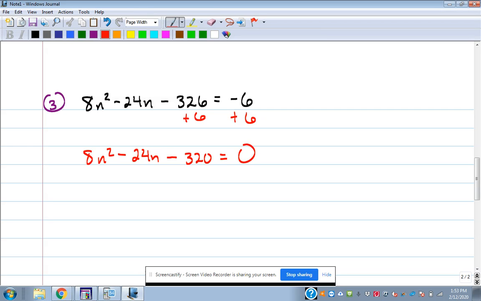So what do we look for first? 8 goes into everybody. 8 goes into itself, 24, and we know 8 goes into 32, so that means 8 goes into 320. So we're going to divide everybody by 8. I'm not going to just factor out the 8 because I'm just factoring a number out. If I were factoring out a letter too, then I would write it on the outside. But because I'm just factoring out an 8, I'm just going to divide everybody by 8. And that'll simplify the problem. That's kind of what we're doing there. So n squared minus 3n minus 40 is equal to 0.